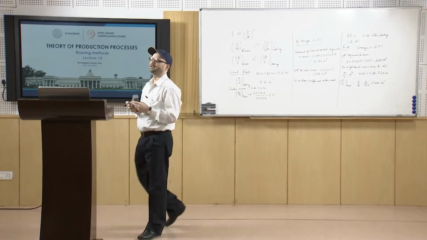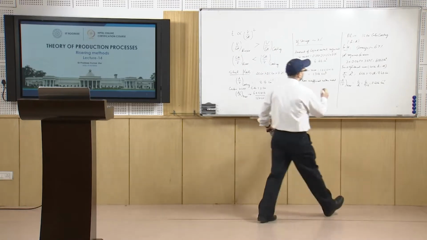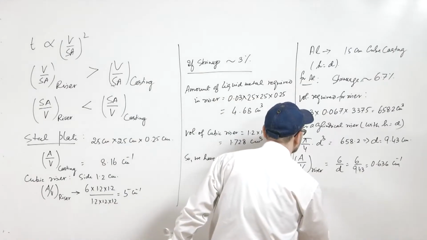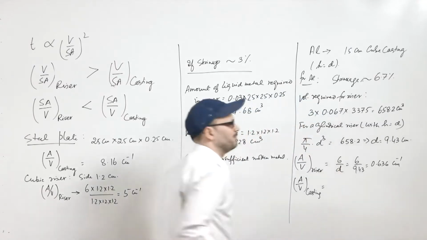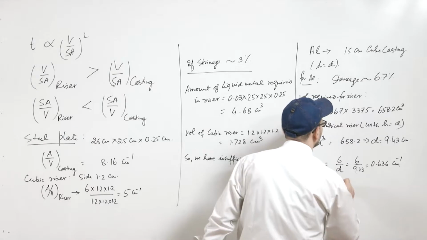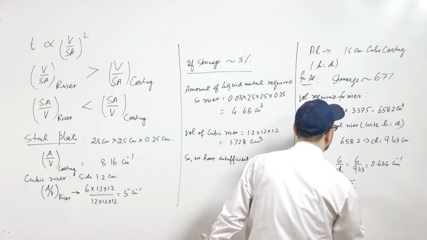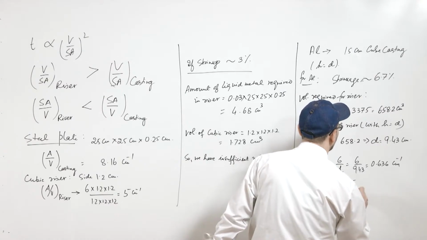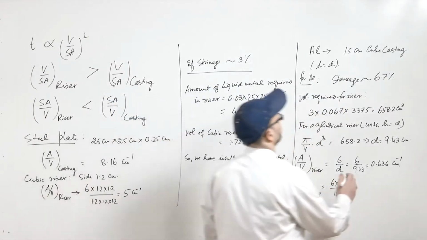We can also find A by V of the casting. A by V of the casting will be 6 times the area of one face divided by the volume of the casting. So, it will be 0.4.